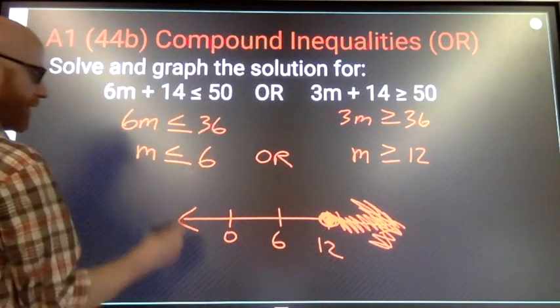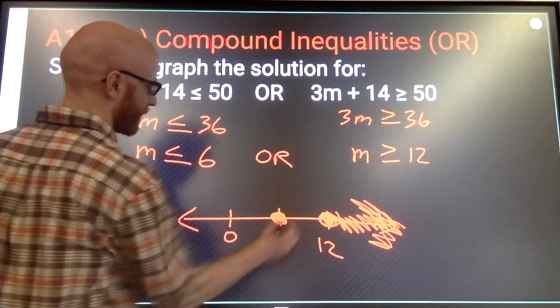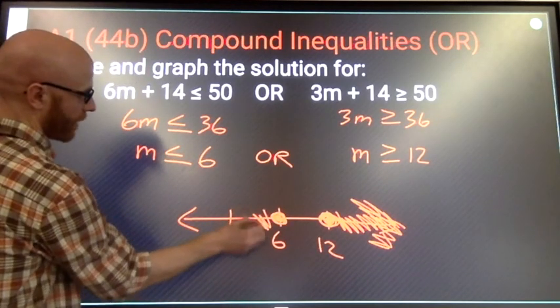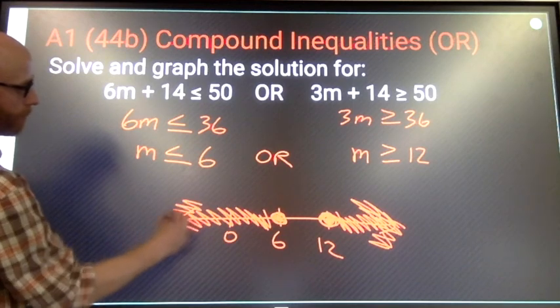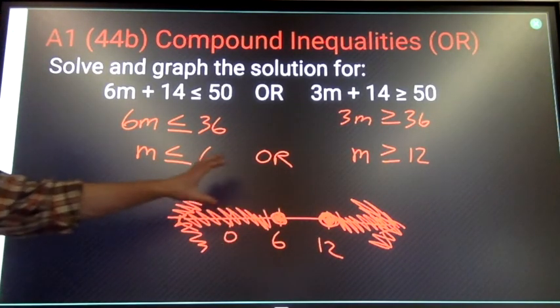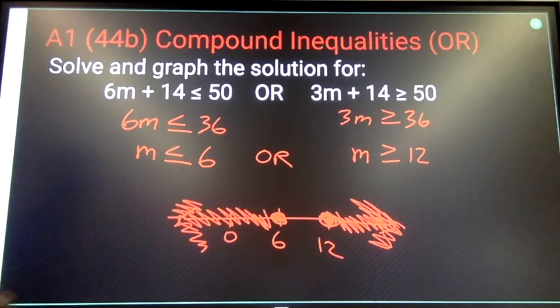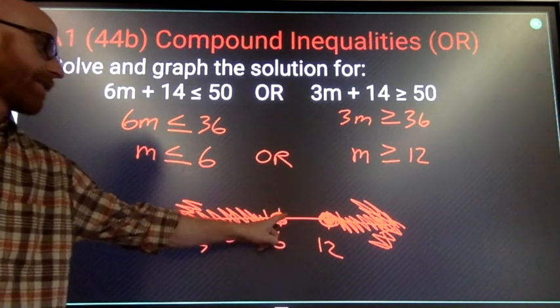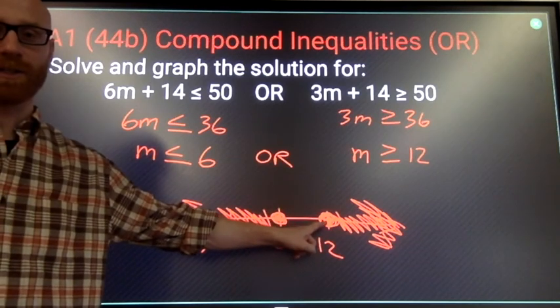M is allowed to be 6, and it's allowed to be smaller than 6. All right, so those are all the possible answers for M. It can be anything that's not in this range.